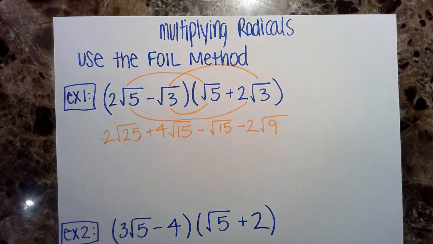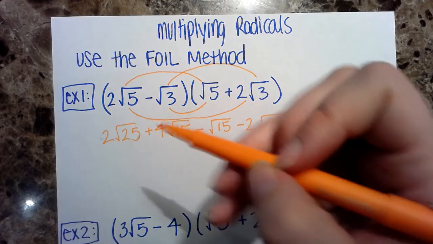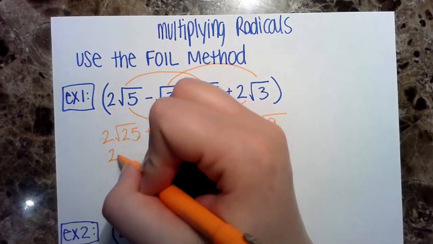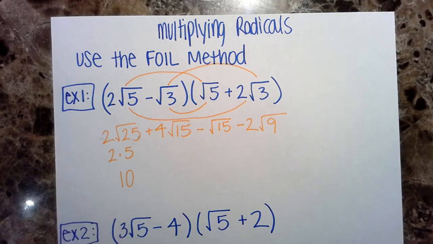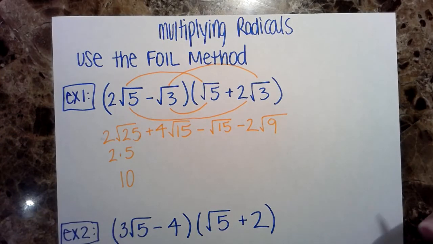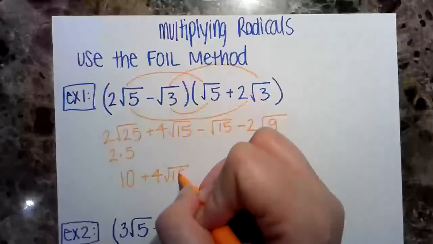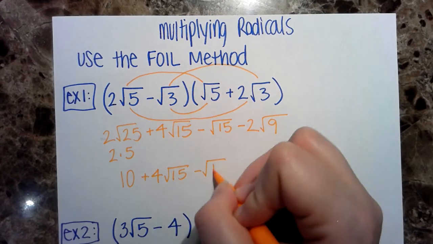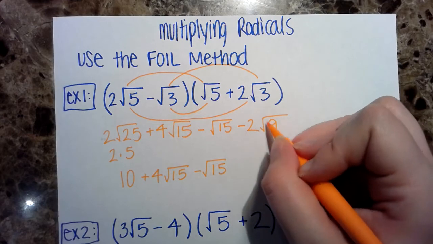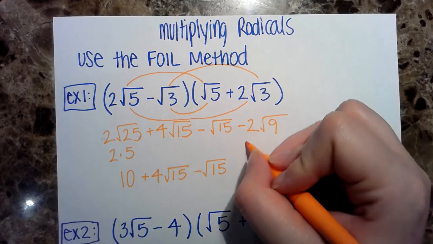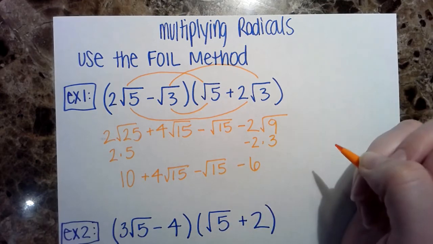I'm now going to simplify. So right now, square root of 25 is 5. So that's 2 times 5, which is going to give me 10. So far I have 10. I have plus, because I can't do anything with that one, so 4 square root of 15 minus square root of 15. And then I have negative 2. The square root of 9 is 3, so that would be negative 2 times 3, which would be negative 6.